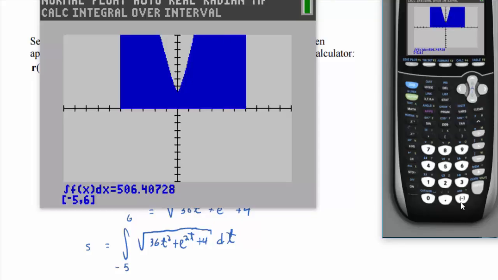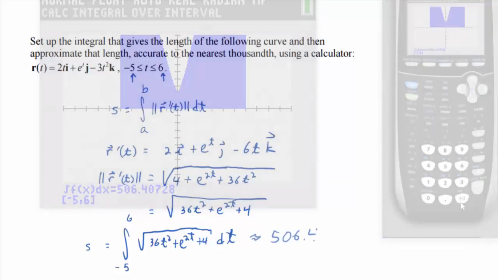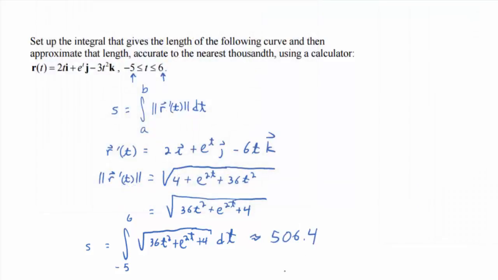So 506.4. Now 506.4 what? What did we just find? We just found the length of the curve, right, from the point generated by t equals negative 5 to the point generated by t equals 6. So you weren't given units, were you? But I just want to make clear, it would be in linear units, right? You found a length measurement. Does that make sense?